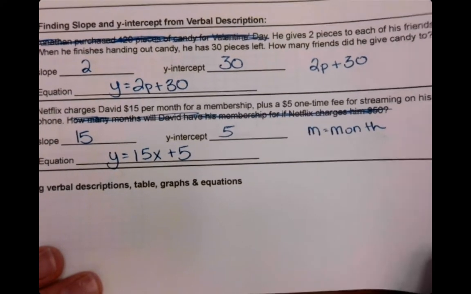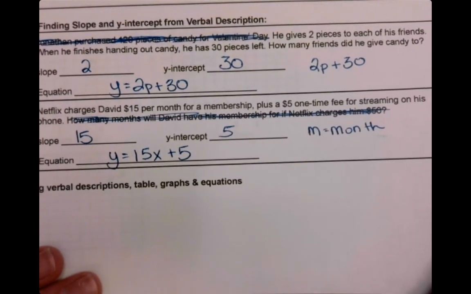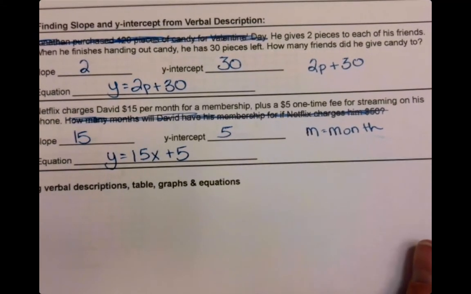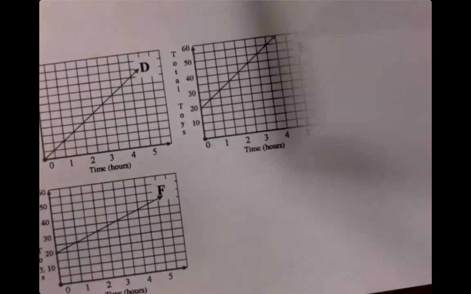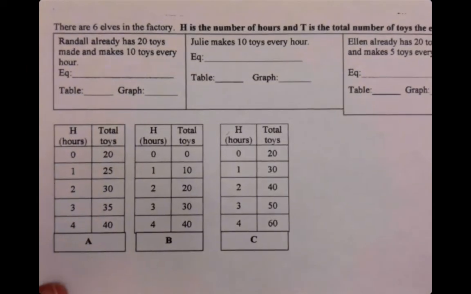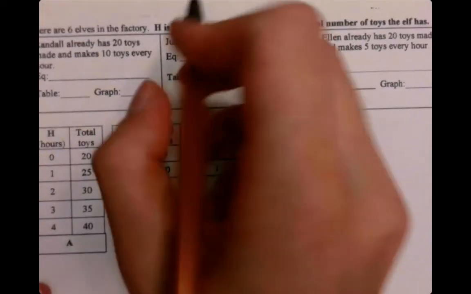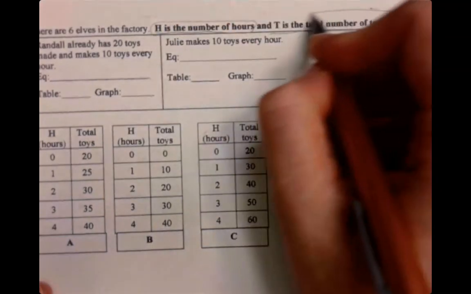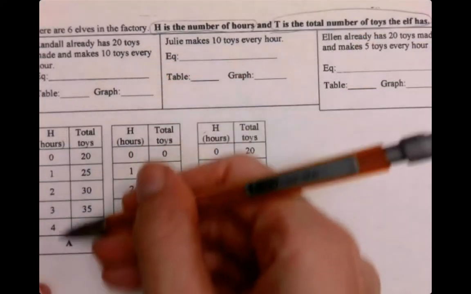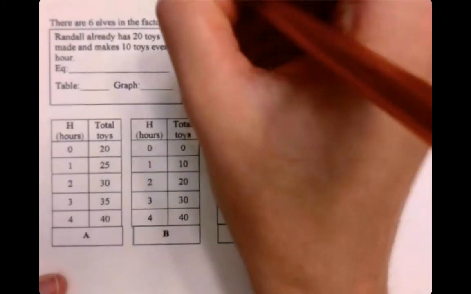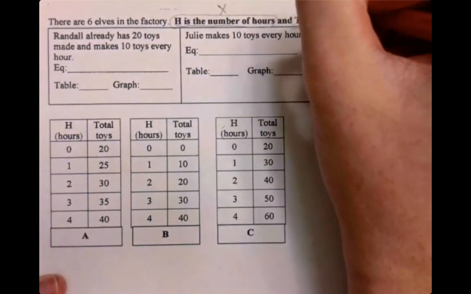So what we are going to do is now connect tables and equations and graphs. Okay. So we're going to go through a couple together, see how you do, and then we'll go from there. Notice at the top that it says there are 6 elves in the factory. H is the number of hours, and T is the total number of toys. So notice how H is the hours, that's in our X value, right? So that means that this is our X and T is our Y.